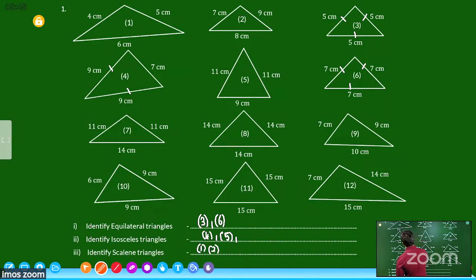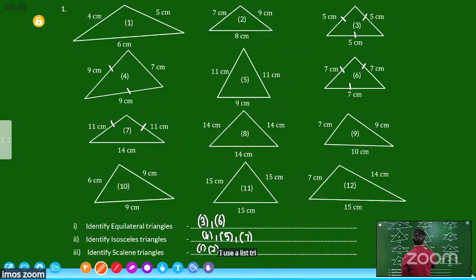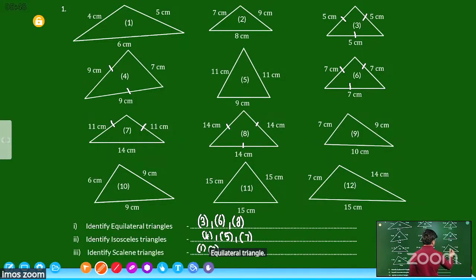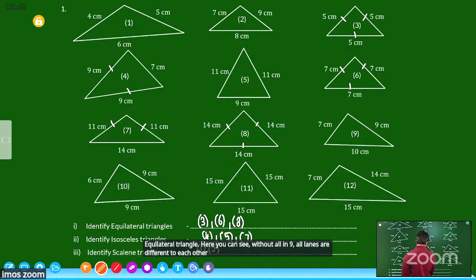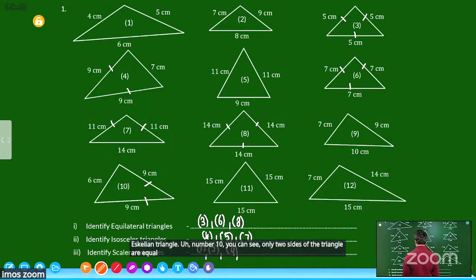Number 7, you can see only two sides of the triangle are equal. Because of that, it is an isosceles triangle. Number 8, all sides of the triangle are equal. Because of that, it is an equilateral triangle. Number 9, all lengths are different to each other. Because of that, it is a scalene triangle. Number 10, only two sides of the triangle are equal. Because of that, it is an isosceles triangle.